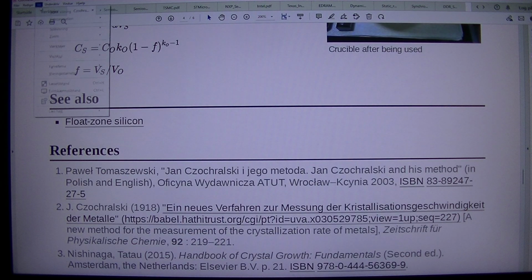References. Powell, Tomaszewski, Jan Czochralski.